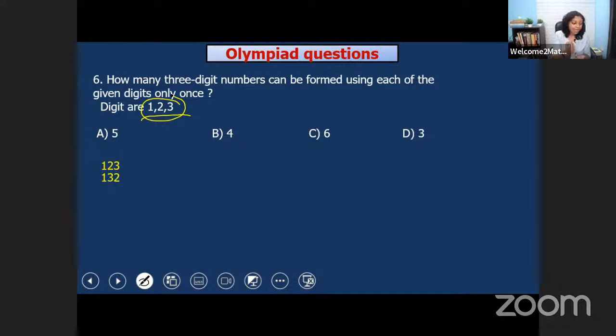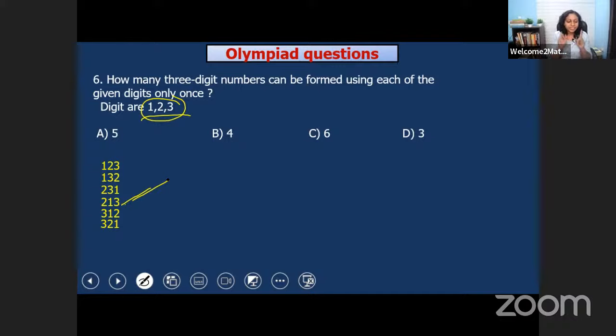Next, what happens? We can place 2 at the hundreds place. So it would be 2 3 1. Got it? And again, the next number would be 2 1 3. That's all. Now we can place 3 at the hundreds place, and we'll write the next numbers like 3 1 2 and 3 2 1. And no more numbers can be made, because these are only 6 numbers we can make, since we have to use the digits only once. So it would be these 6 numbers only.